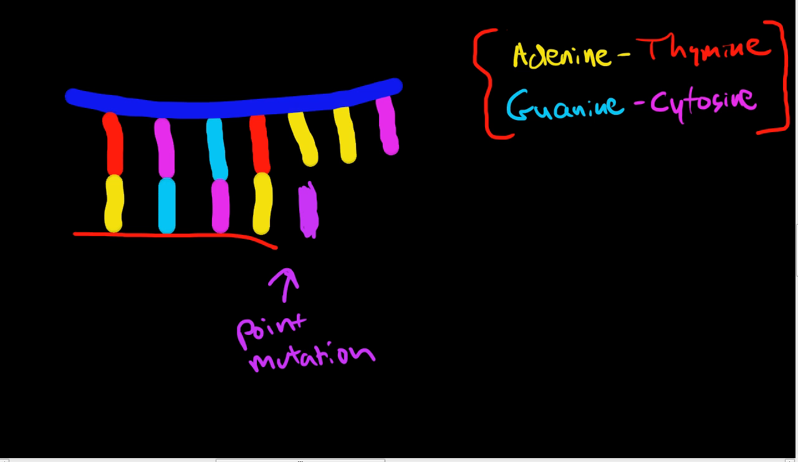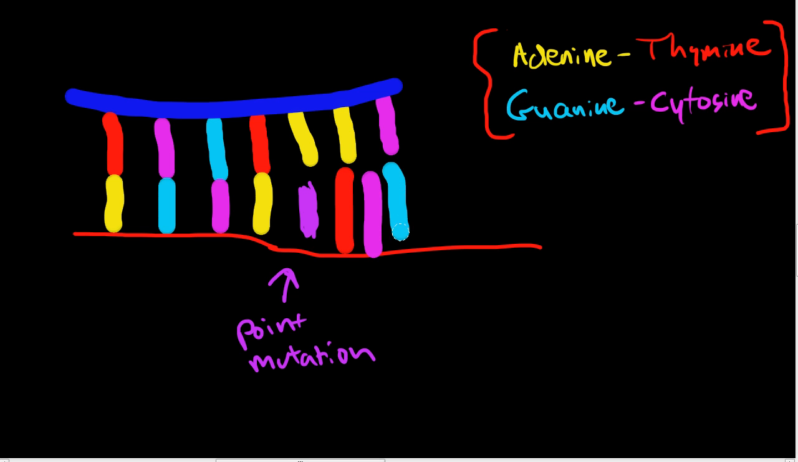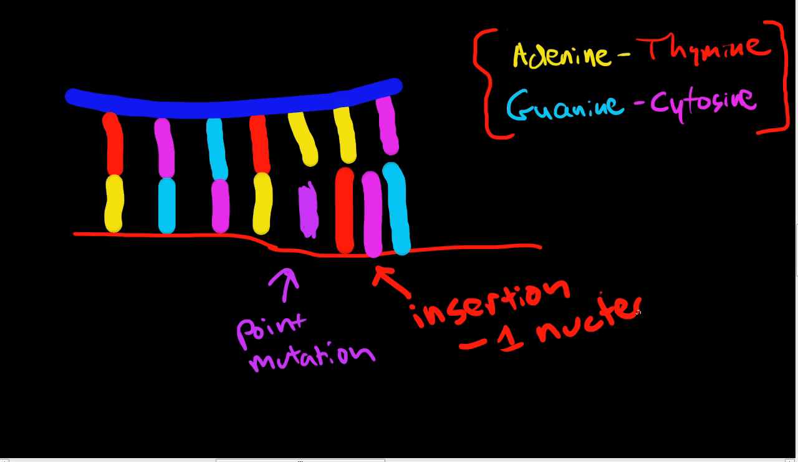Or we could have what's called an insertion, where we're going along here and we connect up our thymine, and then we add in an extra cytosine here, and then go on to put in our guanine. So this would be called, obviously, an insertion. An insertion could be one nucleotide, could be 10 nucleotides, or it could be an entire gene. It could be hundreds. So it could be a small insertion, it could be a large insertion.